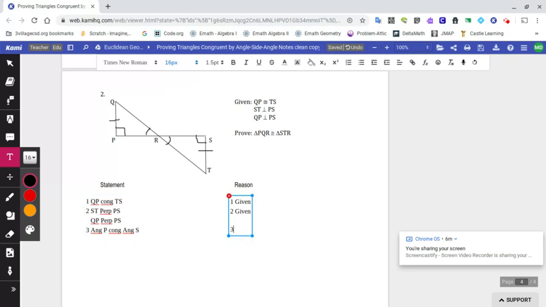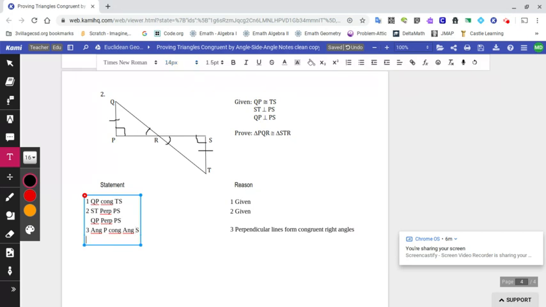And 3, perpendicular lines form congruent right angles. That is the way that that should be worded: perpendicular lines form congruent right angles. We said they were congruent. The reason we were able to say that was because they were right angles, and we got that from those segments being perpendicular to each other. So all of that is covered in that reason.